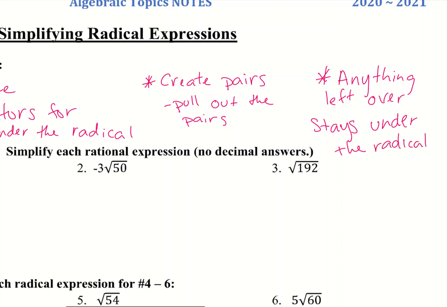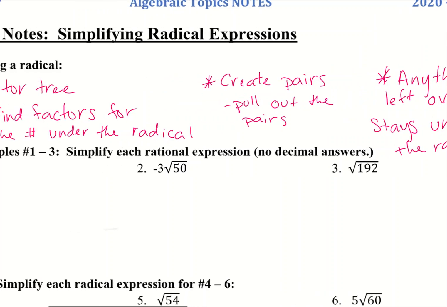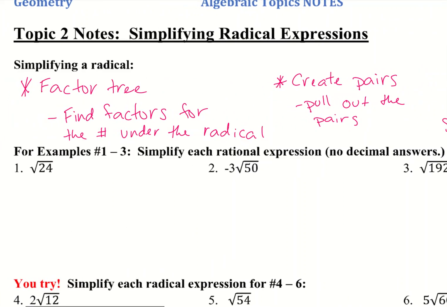Alright, so let's go ahead and give some of these a shot. Let's start with number 1. So number 1, we have the square root of 24. So we're going to start with making our factor tree. So we need two numbers that multiply to 24. So let's do 2 and 12. 2 is a prime number, so I'm going to go ahead and leave 2 as it is. 12 I can simplify further though.